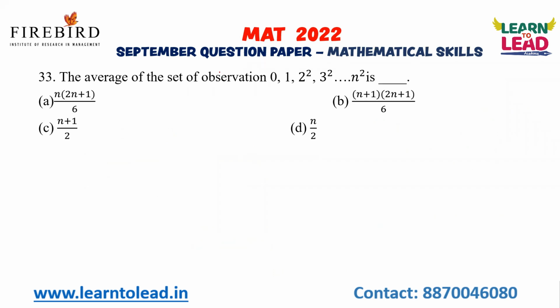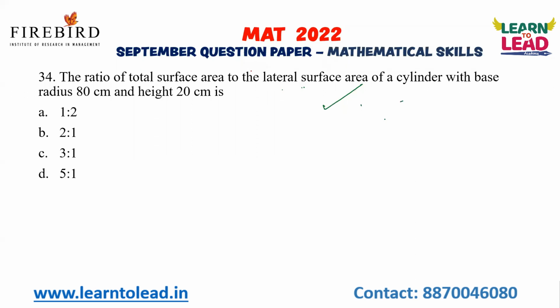Next. So it is a question based on the basic formula. The average of the set of observations, that is 0 square plus 1 square plus 2 square, that is the square of the values, is nothing but n plus 1 into 2n plus 1 by 6. That is your answer. Next.